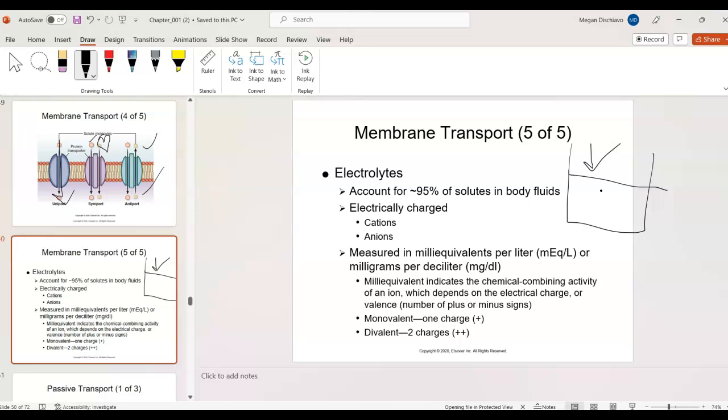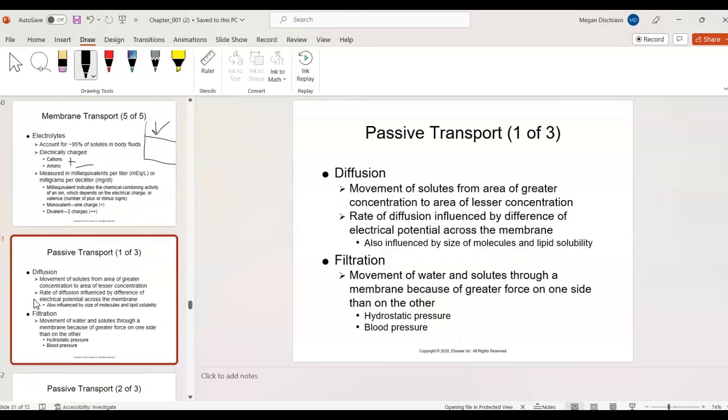We don't talk about a ton of those. We're going to get to your basics, like your glucose, your sodium, your potassium. So electrolytes primarily are going to be sodium and potassium. They're measured in milliequivalents per liter, per deciliter, if you need to know that. A cation will be positive and an anion will be negative. Just to get a general gist.